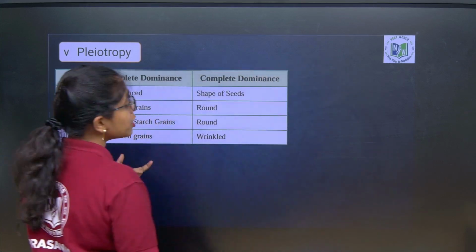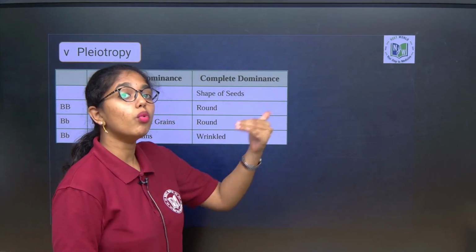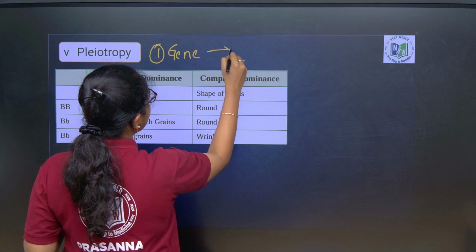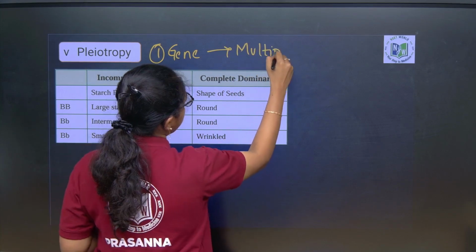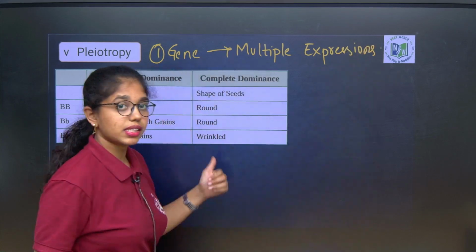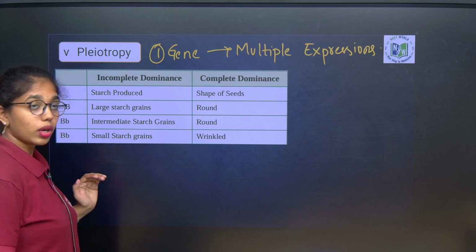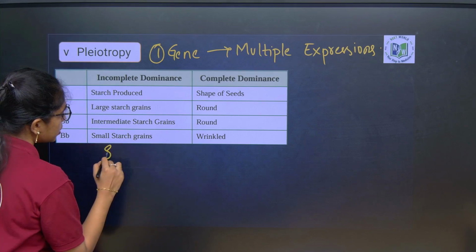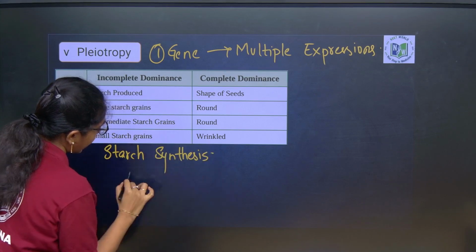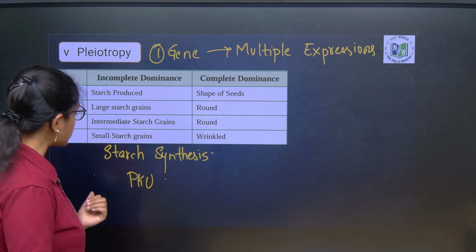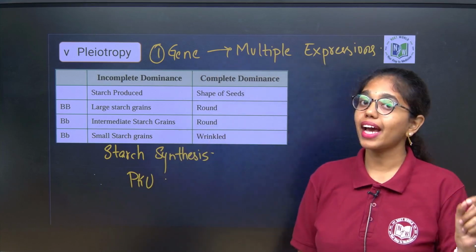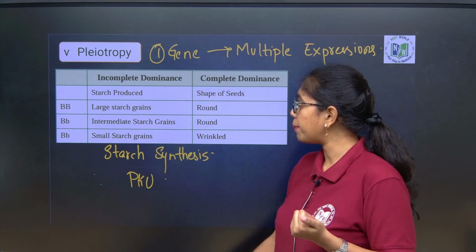Now, pleiotropy. What is pleiotropy? If one gene is showing more than one expression, one gene is showing multiple expressions, or you can say multiple effects, that is pleiotropy. So, in pleiotropy, the best examples include starch synthesis, phenylketonuria, and skin pigmentation of Drosophila, white eye mutation of Drosophila. That is also one example for pleiotropy.